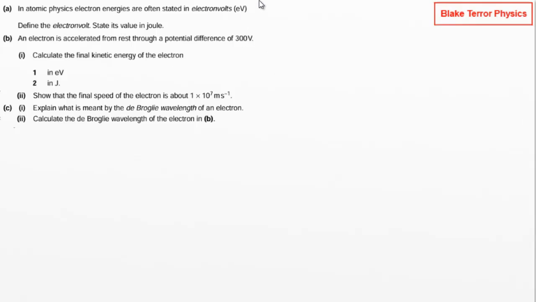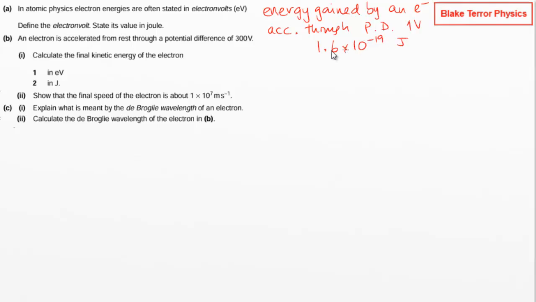So we've got the electron volt. This is the energy gained by an electron when it is accelerated through a potential difference of 1 volt. Remember, our volts is joules per coulomb, so we multiply 1 volt by the charge of an electron and we get joules. So it's equal to 1.6 times 10 to the minus 19 joules.